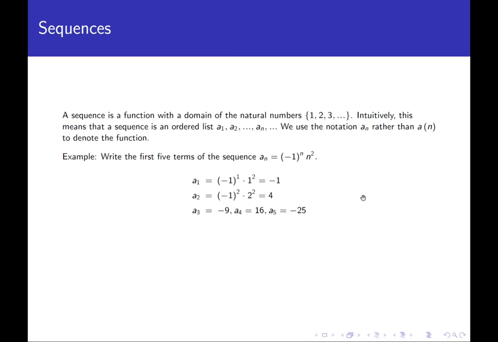This is referred to as an alternating sequence. You'll see alternating sequences pop up when you talk about series in Calculus 3.